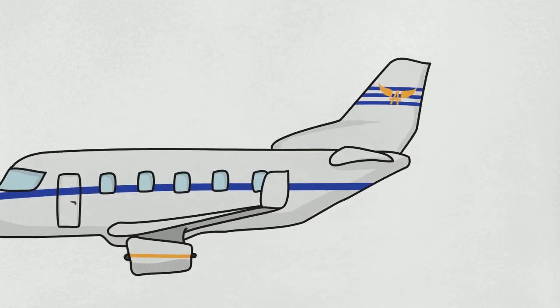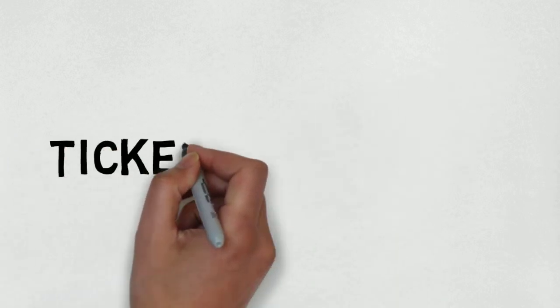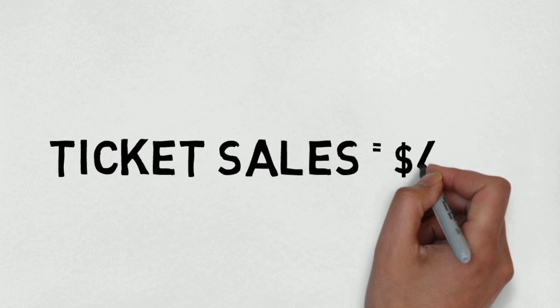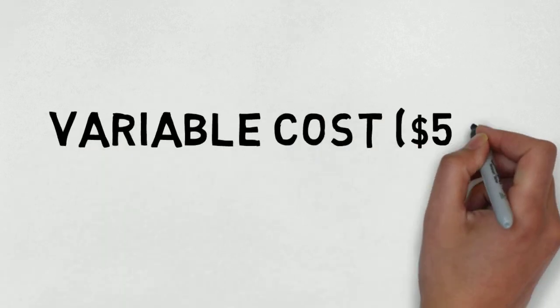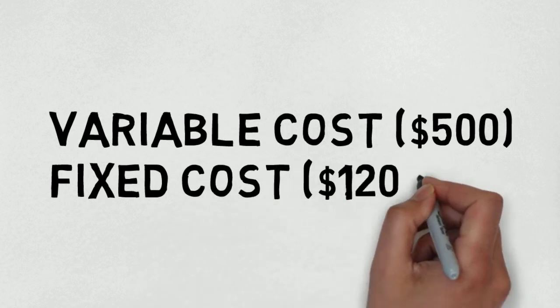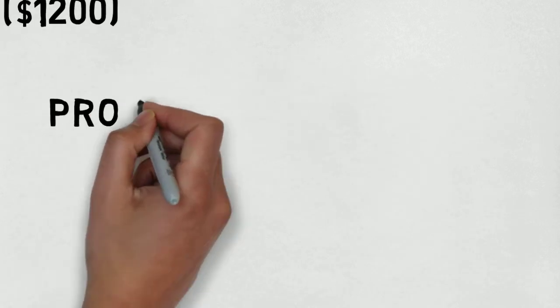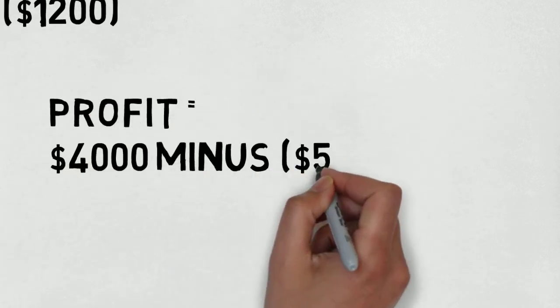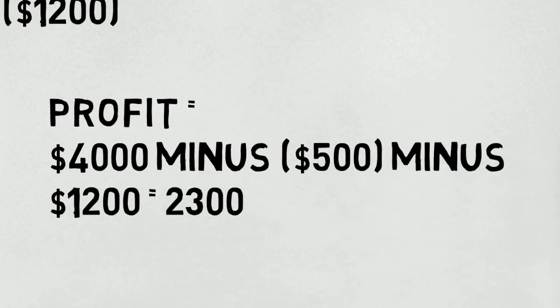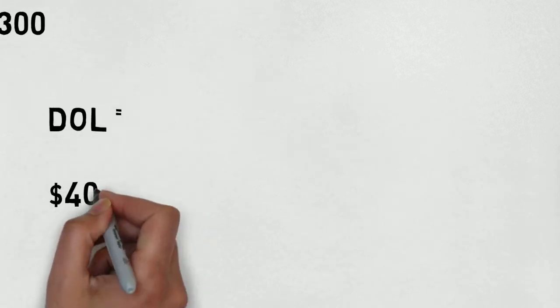HiFly earns ticket sales of $4,000, has variable costs of $500, and fixed costs of $1,200. Then its profit, $4,000 minus $1,200, equals $2,300. DOL: $4,000 minus $500, divided by $3,300, equals 1.2.